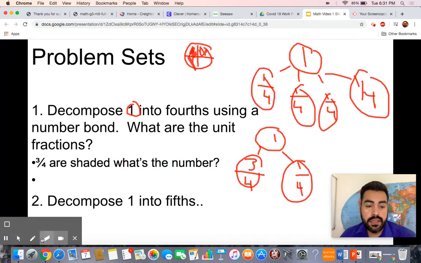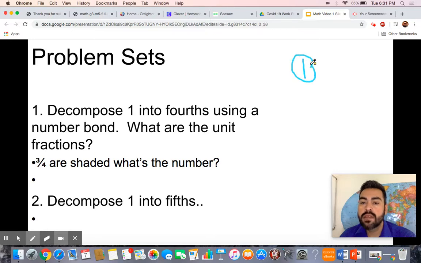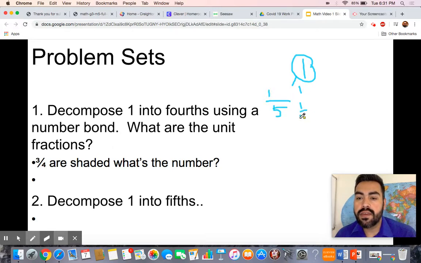Let me erase. Now let's just decompose 1 into fifths. So again, I have 1 chocolate bar. And we're going to break it up into fifths. So my unit fraction is 1/5, 1/5. Sorry, I know it's kind of slow, but bear with me. I'll get faster with more practice. 1/5 and 1/5.